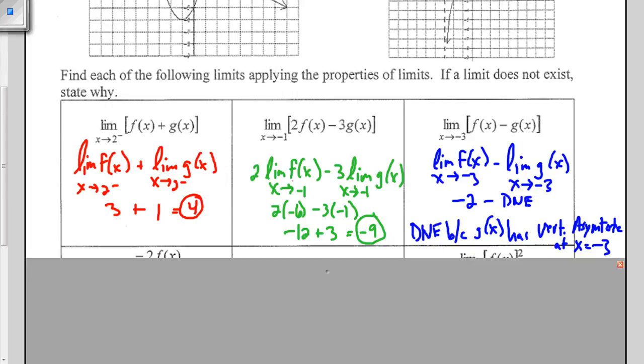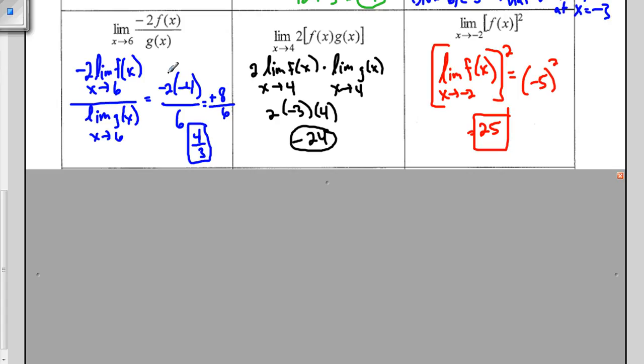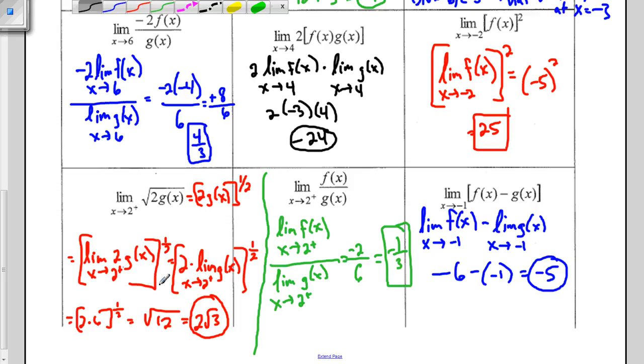Here's the middle row on that last sheet. Again, quotient rule, product rule, power rule. And lastly, the last one. This we want to get rid of the radical and write it with a rational exponent, and we'll be doing that a lot more as the course goes on. So we want to rewrite it, and then I can follow my properties of exponents. Again, the limit of quotients is the quotient of the limits.